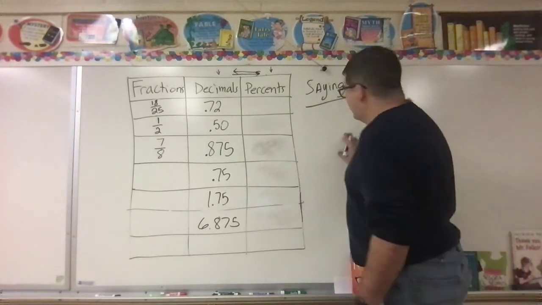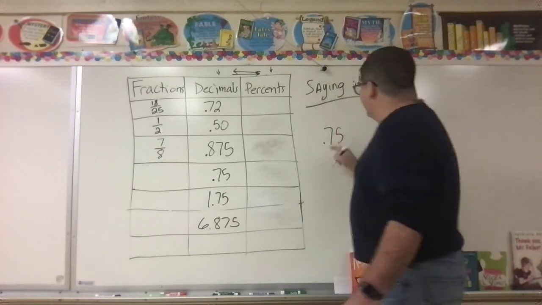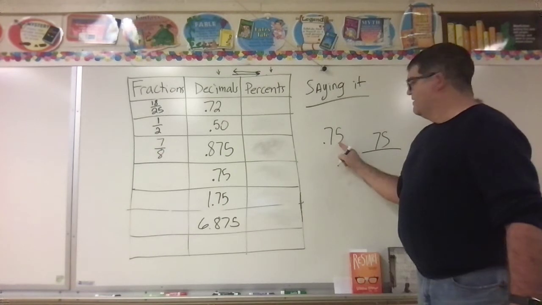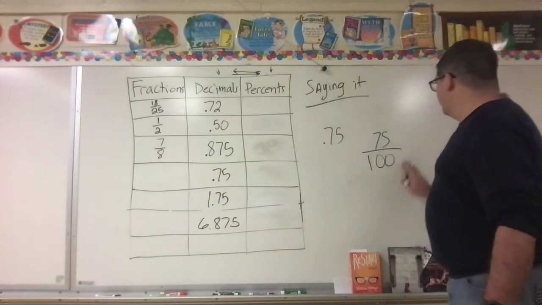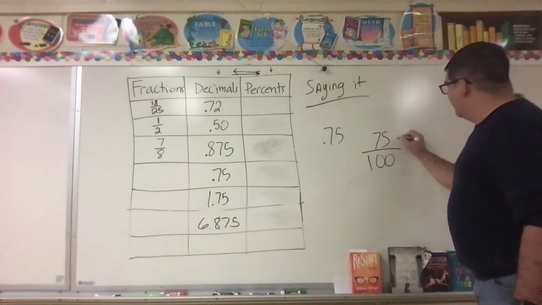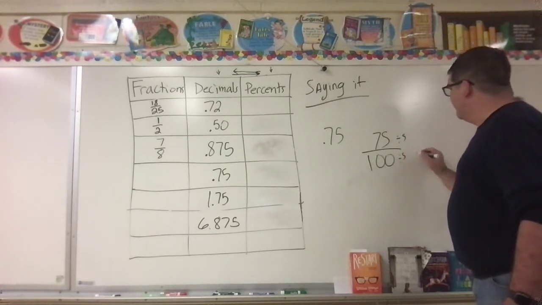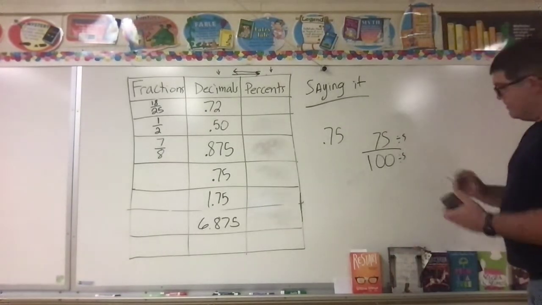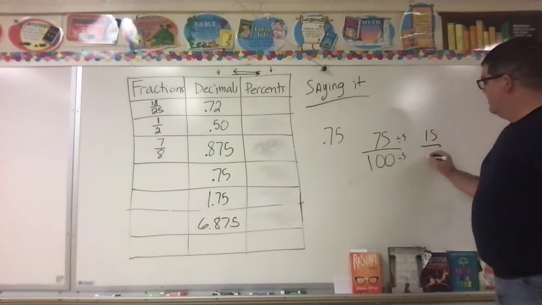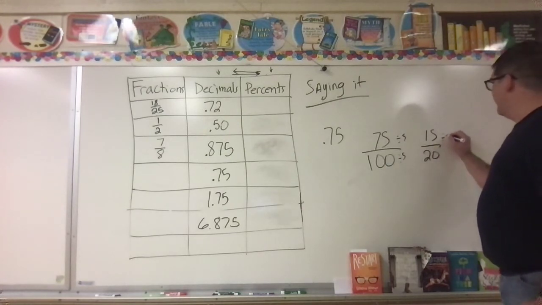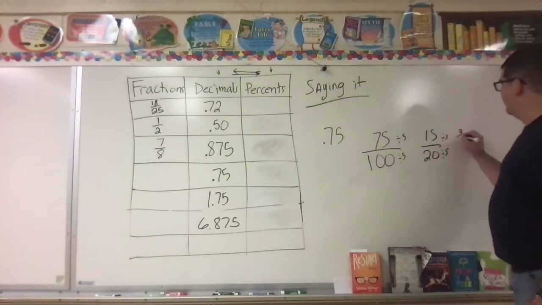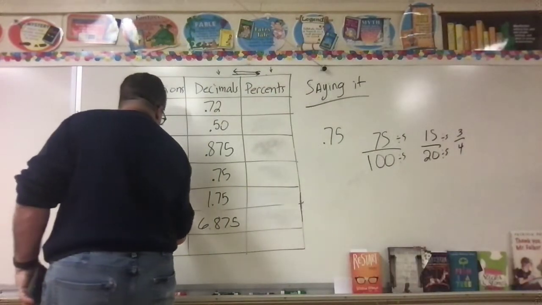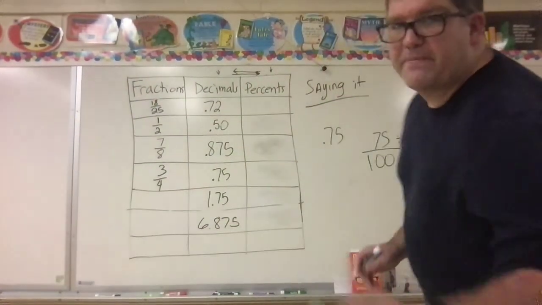Let's do another one. We have 0.75. We see that it's 75 over, this is tenths, hundredths. 75 hundredths. I'm going to divide this by 5 and divide this by 5. That gets me, what is that, 15 over 20. Divide that by 5, divide that by 5. That gets me 3 over 4, 3/4.